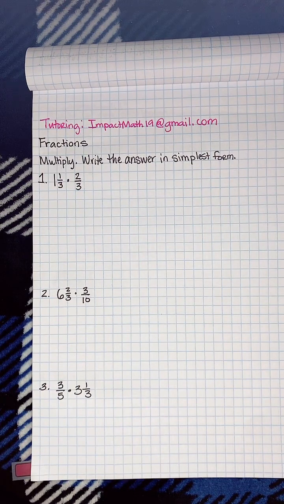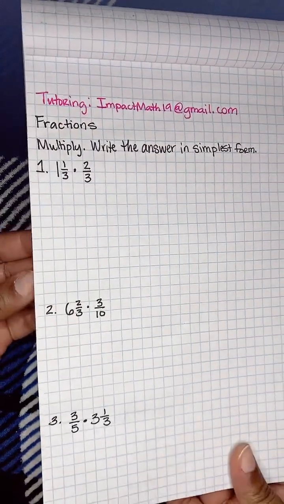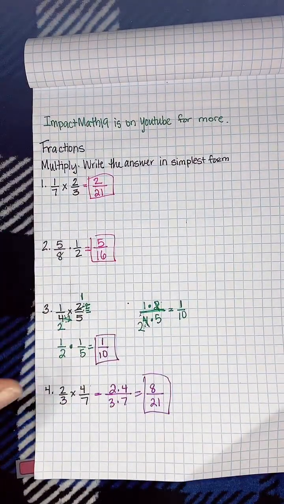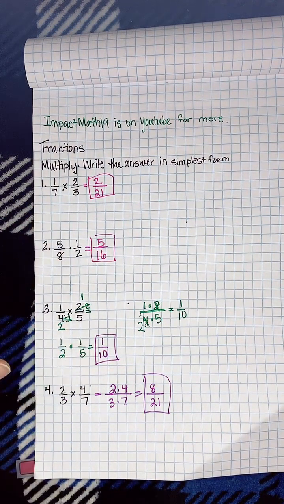How come the answer is smaller than the original? Doesn't multiplication make it bigger? Oh, that's a great question. Multiplication makes it bigger when you're multiplying by whole numbers, not when you're multiplying by fractions. It doesn't always necessarily mean that.